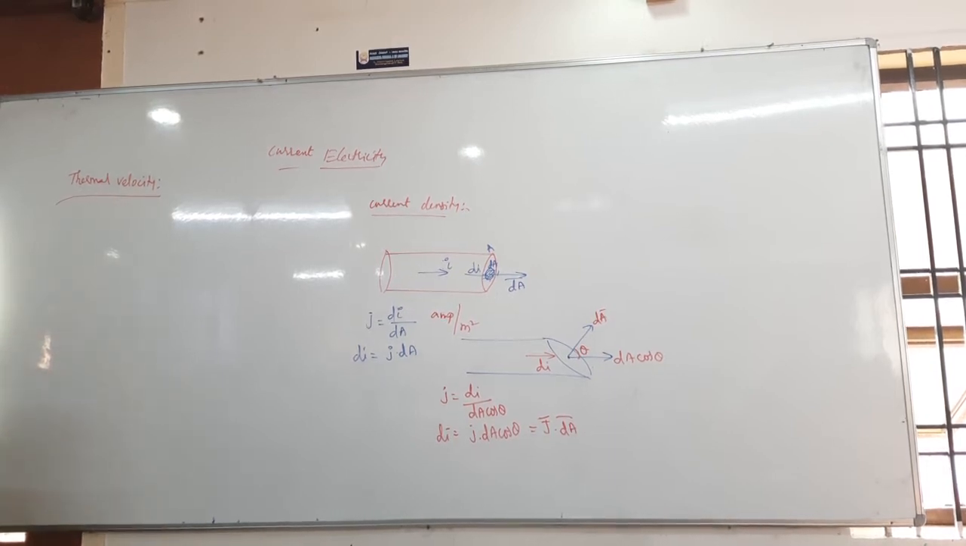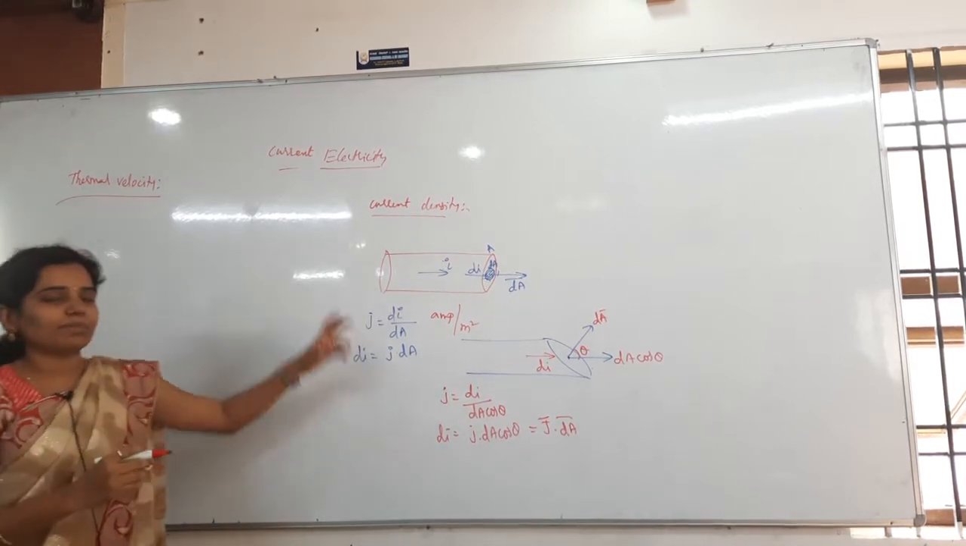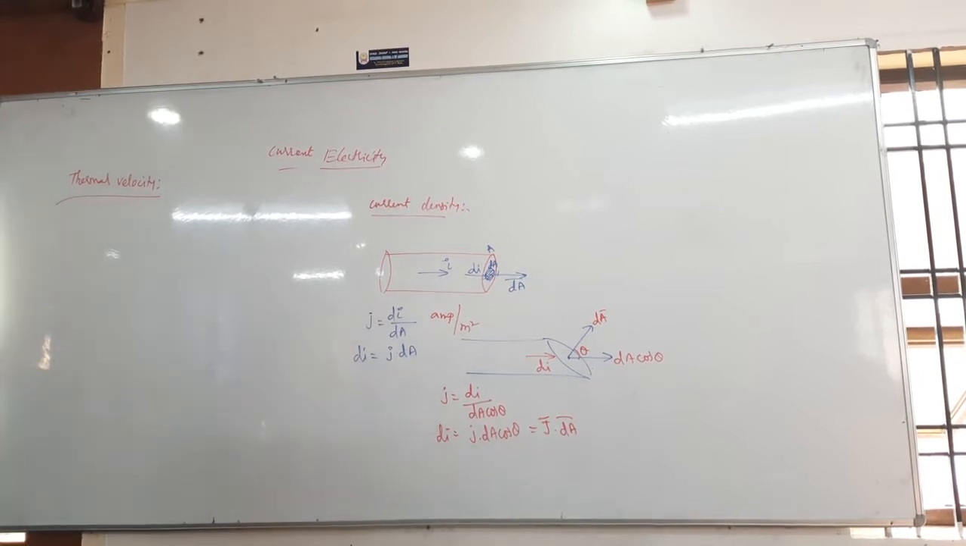Next one is thermal velocity. If I consider any conductor, what will be happening in that? Due to the temperature, what will be happening? What will the electrons be doing? They will always be moving randomly, in a zigzag manner, and they will always be colliding with each other.